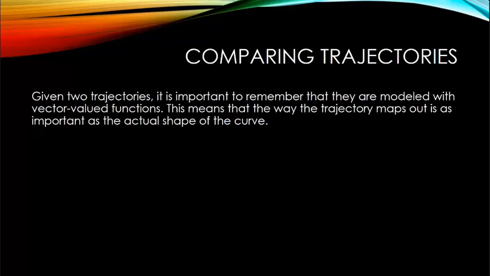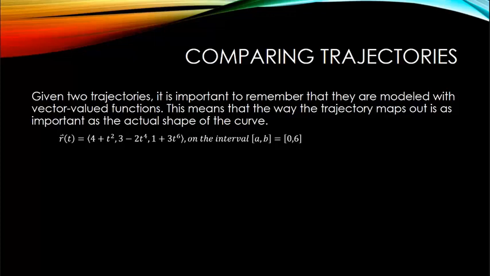Occasionally, I may want to compare the trajectories of two or more objects moving in space. Keep in mind that trajectories are modeled using vector-valued functions, and that these vector-valued functions have a parameter, t, that causes everything to change. This means that the way my trajectory maps out is as important as the actual shape of each curve.